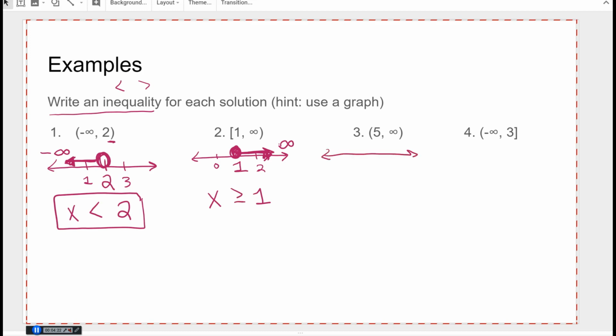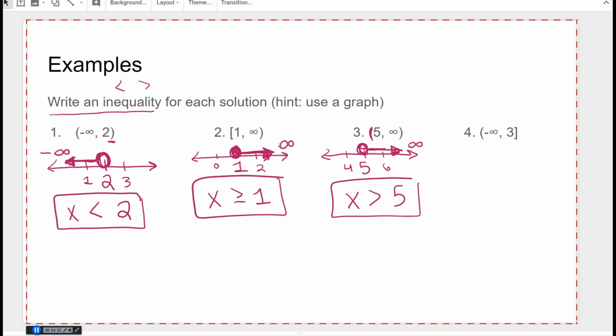Let's take a look here. So I've got the number 5, and it's going towards infinity. So around 5, I've got that parenthesis, so I know it's an open circle going in this direction. So if they want an inequality, I know that it's got an x and a 5, and it's going in that direction with an open circle.